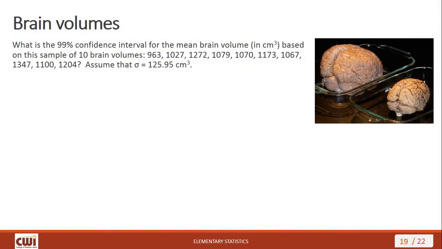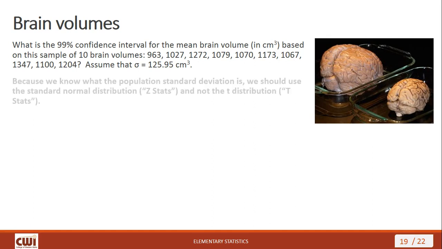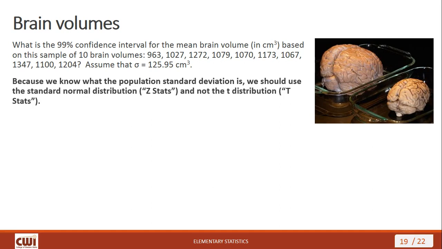Let's look at another problem where we actually do have data. What is the 99% confidence interval for the mean brain volume in cubic centimeters based on this sample of 10 brain volumes? And then you're given 10 numbers. Assume that sigma equals 125.95 cubic centimeters. So now the key question, do we know what the population standard deviation is?